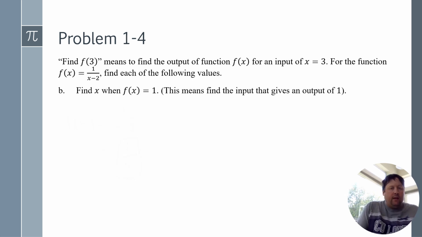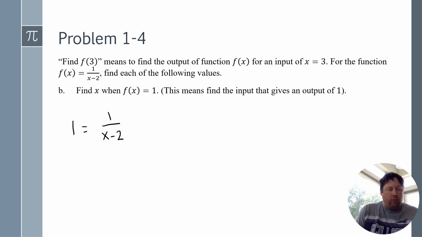Okay, part B. Now it wants me to find x when the function f of x equals 1. This means find the input that gives an output of 1. So we're going to let f of x in the rule be 1. So the rule starts out with f of x, we're going to put 1, and that's going to equal 1 over x minus 2. So we could plug stuff in, we could kind of guess and check, but I want to show you how to do this algebraically.